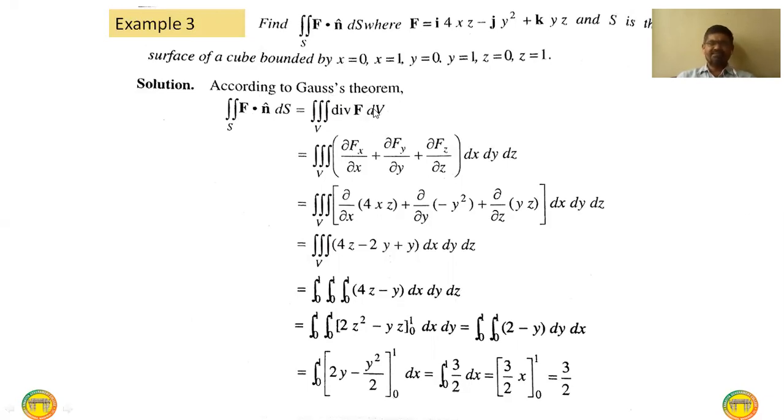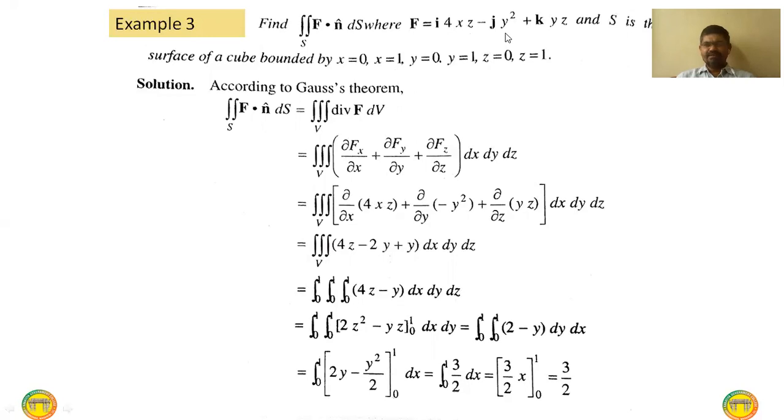Therefore, the divergence of f is given by i fx plus j fy plus k fz. Suppose here we are taking the divergence of f, that is dou fx by dou x plus dou fy by dou y plus dou fz by dou z, into the volume element, which is nothing but dx dy dz. Here the x component fx equals 4xz. I am substituting the fx value 4xz here.